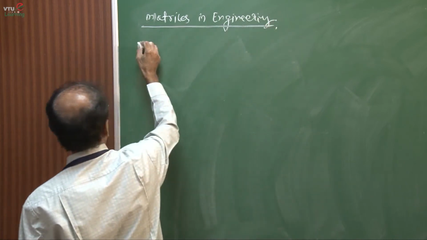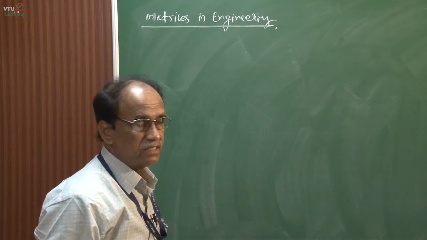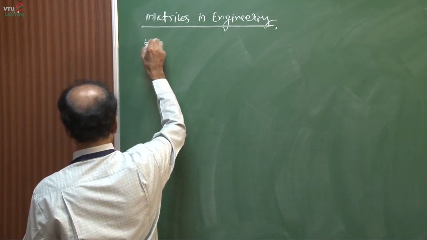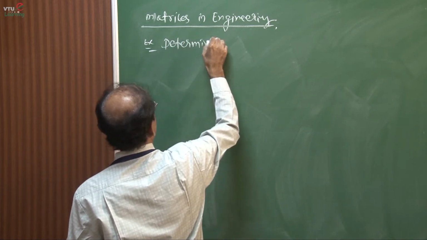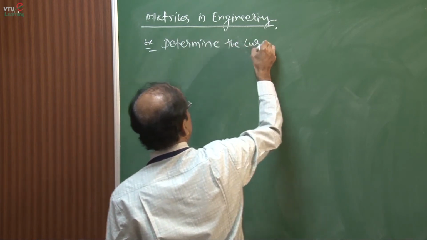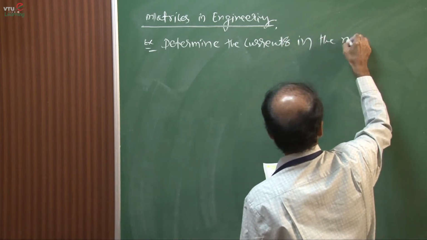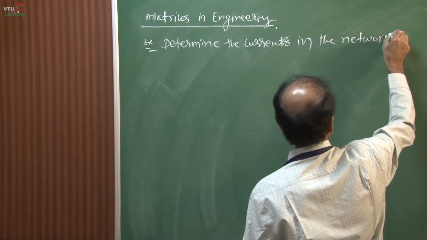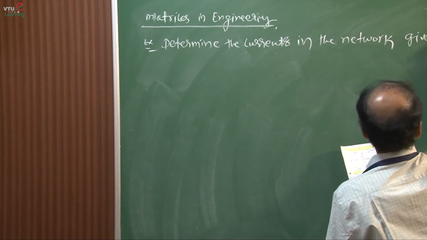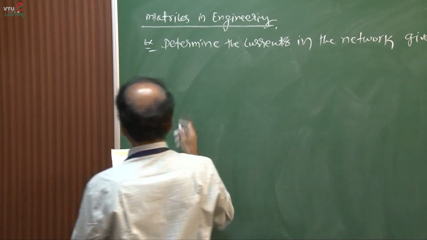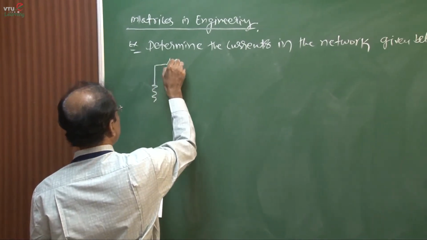Directly I will go to an example because already details of matrices we have studied theoretically. Example I will take. Determine the currents in the network given below. This is the circuit given.